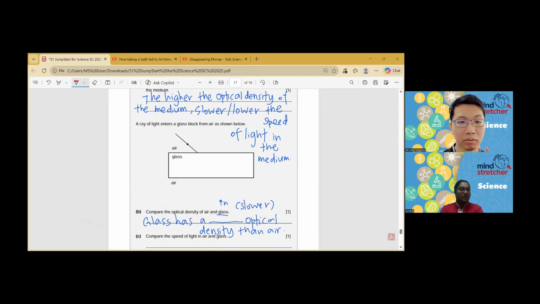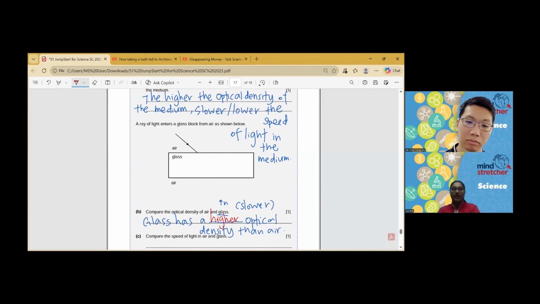Nicole, does glass have a lower optical density? When will your speed decrease? Your speed will decrease when it is harder to pass through, right? So your optical density has to be... No, air has a lower density. Okay. So the answer here should be glass has a higher optical density, or what Nico said was also correct. Glass is optically denser than air is also correct.